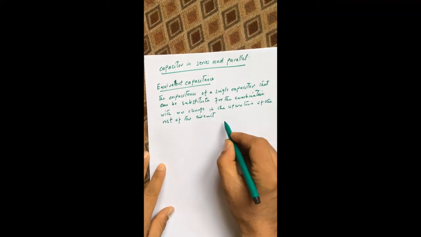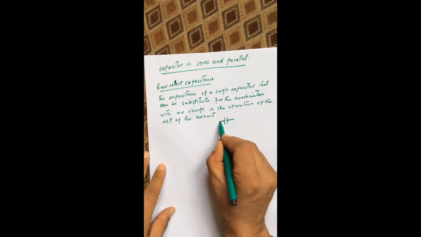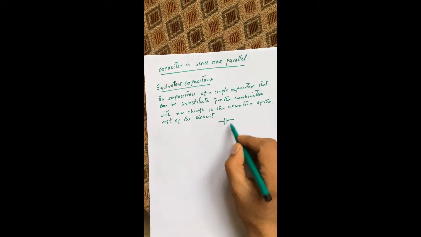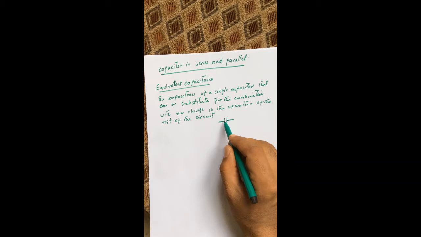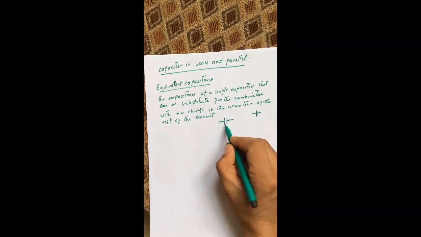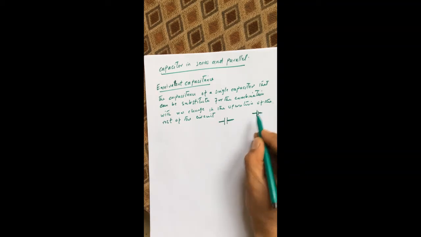Now normally the symbol of a capacitor is this one. This is the symbol of the capacitor. So you have to differentiate this symbol from the symbol of a battery. The battery symbol is this one. One terminal is smaller and the other side is bigger. But here both have the same length. So you have to differentiate between the symbol of a capacitor and the symbol of a battery.